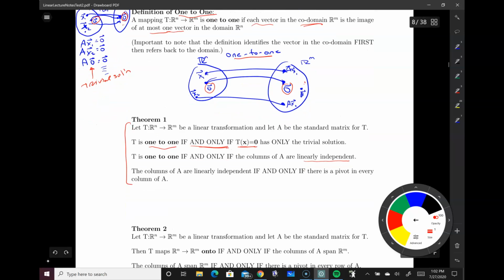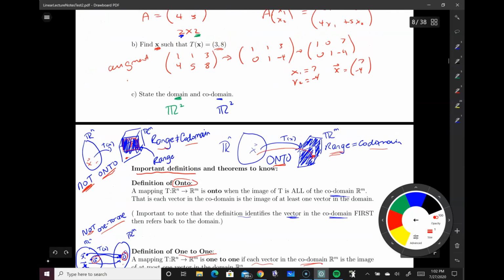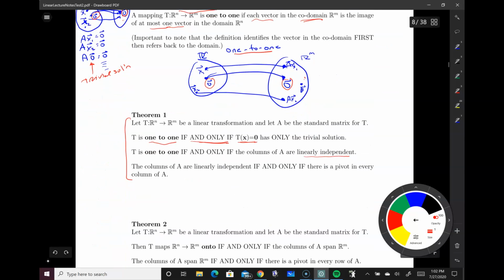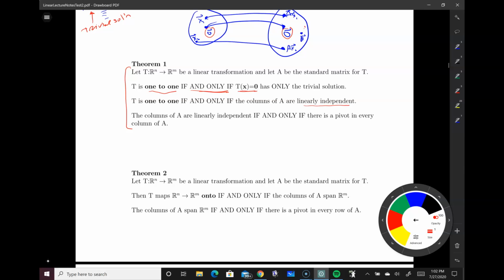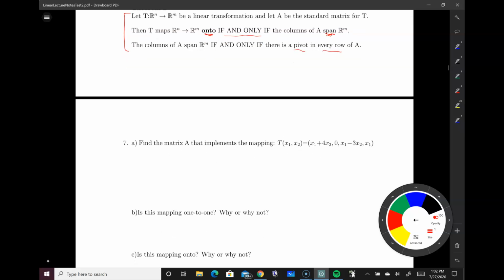All right, so let's think back to the definition of onto. Onto means I can reach every vector in the codomain, right? That's the range. If I can reach every vector, that means it's onto. That happens if and only if the columns of A span Rm. Span can get everywhere, so that means there's a pivot in every row. Another really important theorem to make sure you memorize. All right, so let's move on and dig into some problems about this.